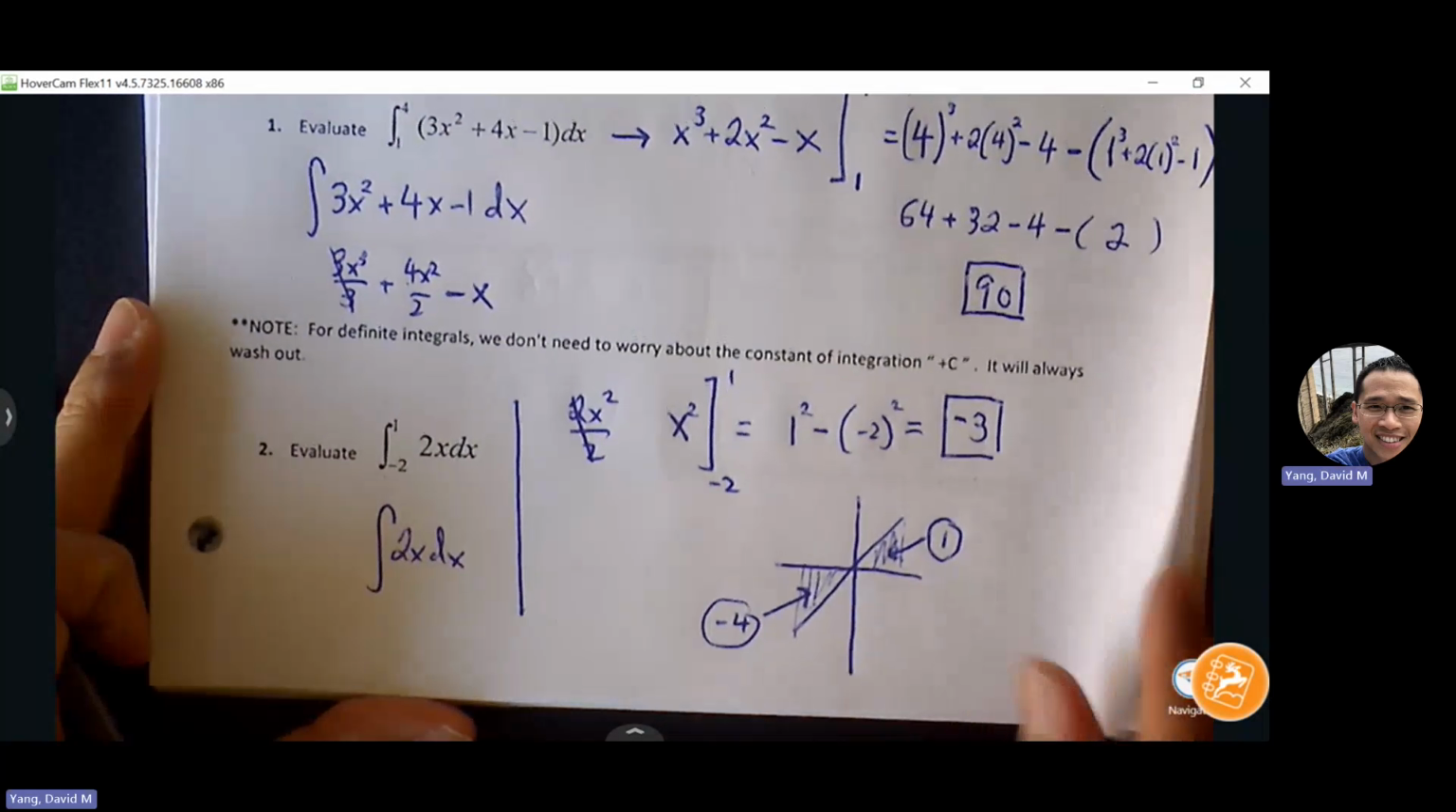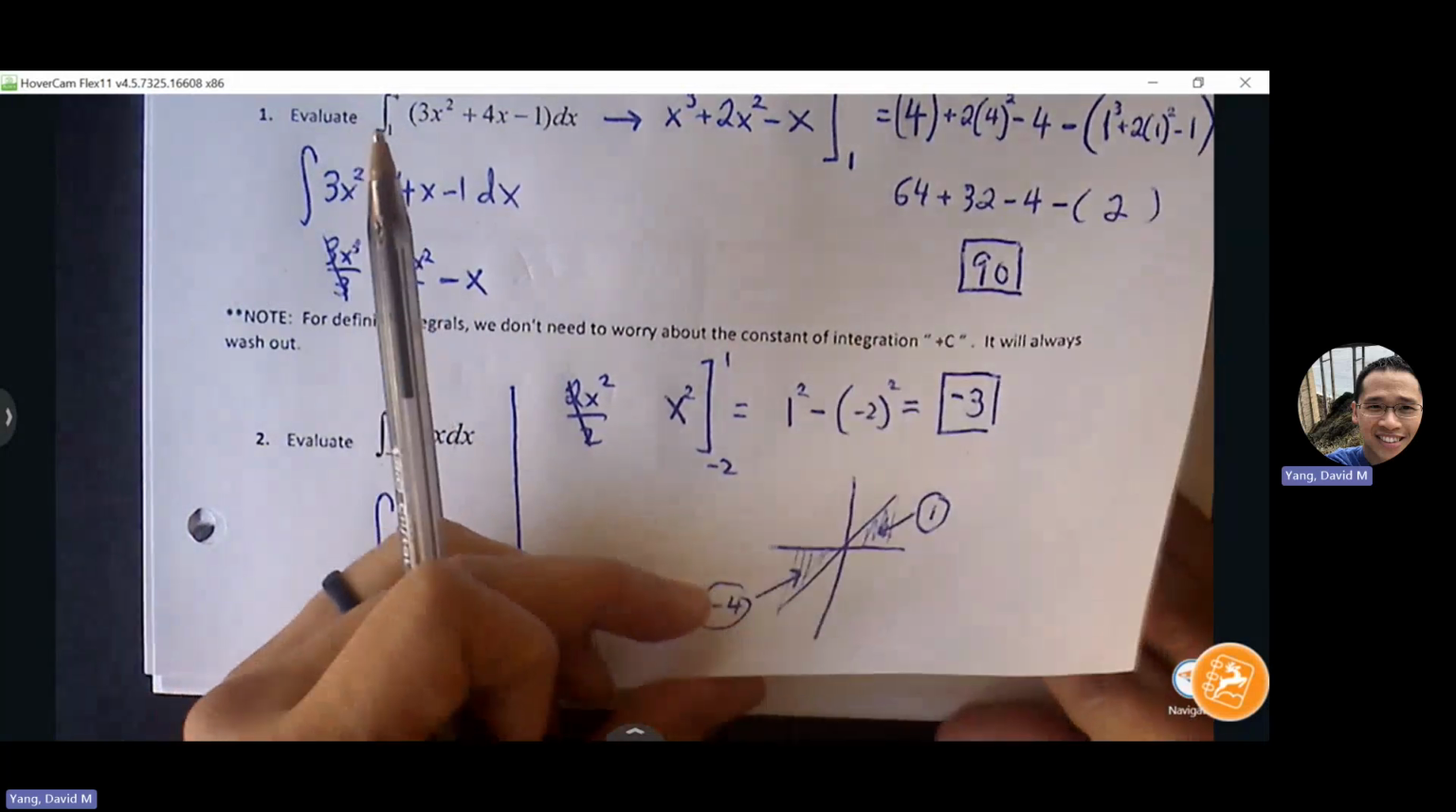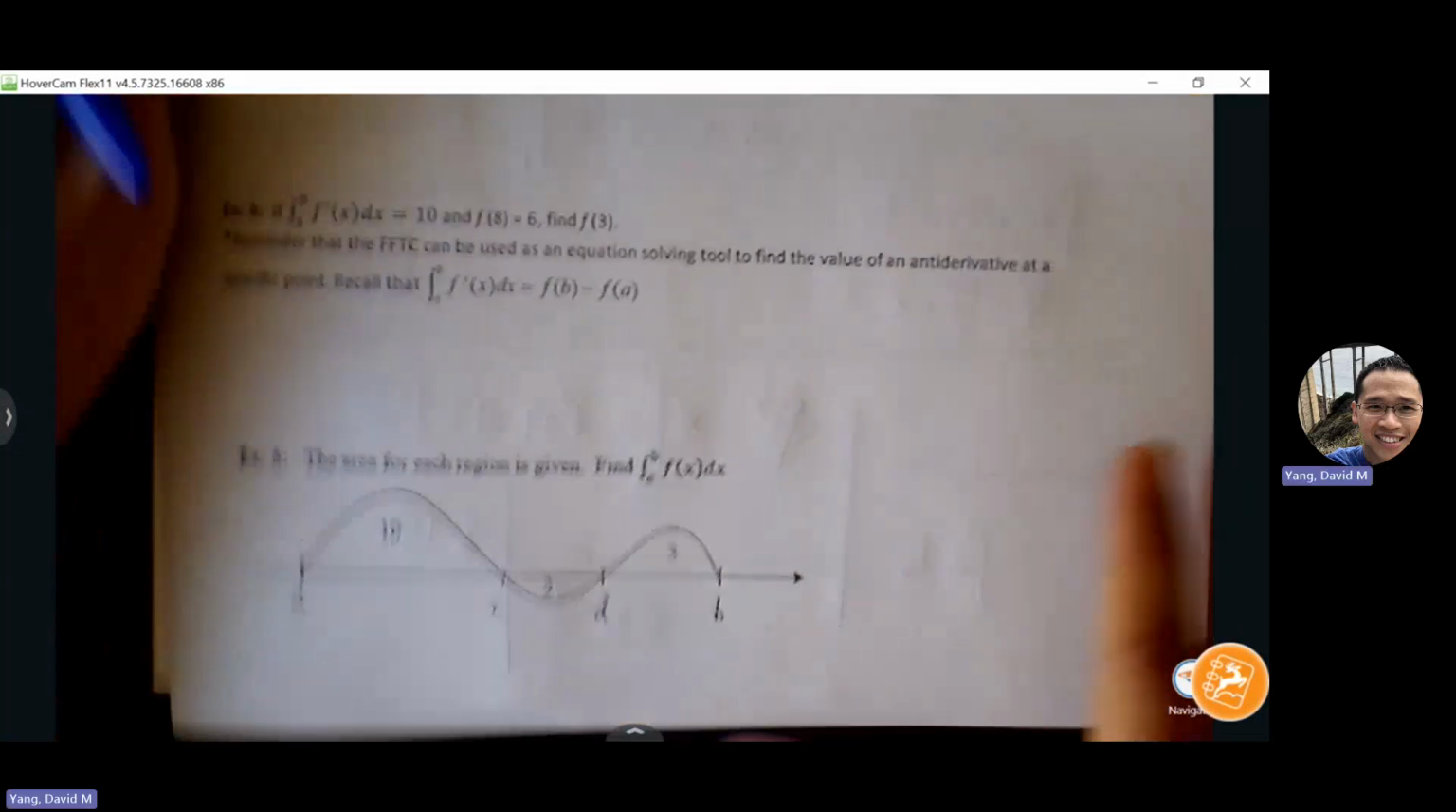Okay, let me run through a couple of properties, and then I want to talk about the second theorem of calculus, which is very much related to the first theorem. But first, let me run through some properties here.